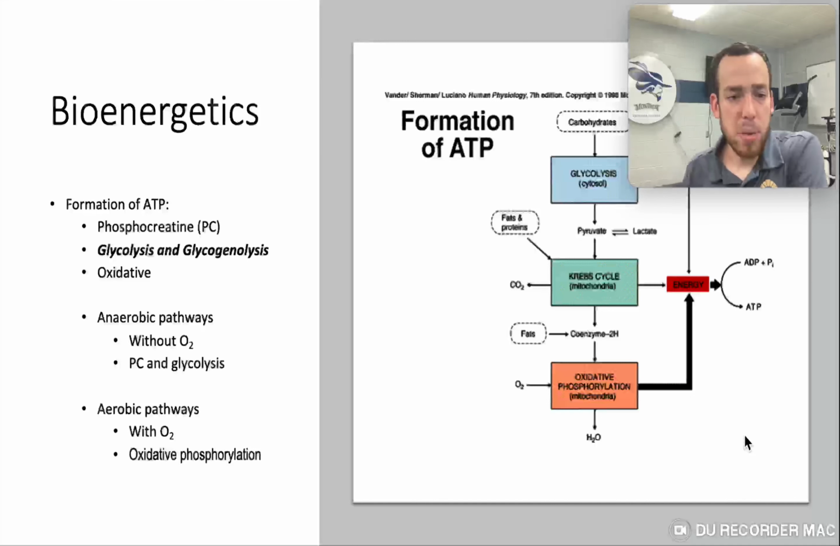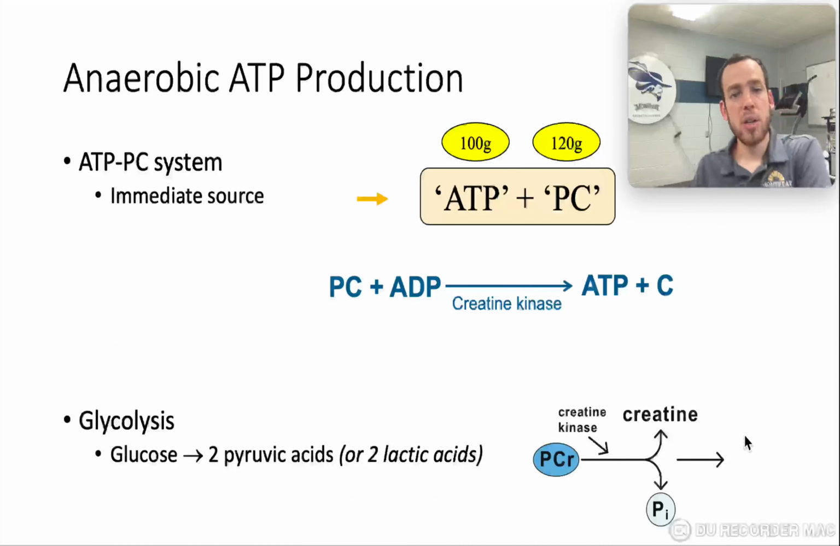So the formation of ATP can happen in different ways. You can go through the ATPase system. You can do glycolysis, glycogenolysis, both anaerobic and aerobic pathways. So you probably remember the ATP-PC system, the glycolysis system, and the oxidative phosphorylation system as your 3 primary bioenergetic pathways. So let's talk anaerobic first. This is a scenario where you do not have oxygen. These are quick scenarios. You get up, you start moving, you haven't had time to breathe yet, to bring oxygen into the body. So you have this anaerobic system.